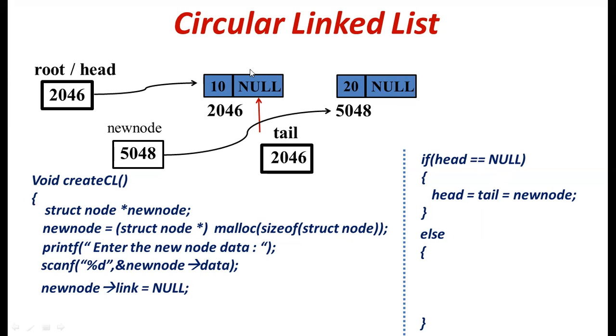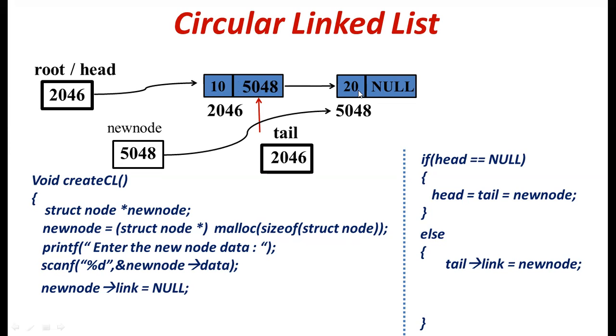That is tail to link is equal to new node. So to give the connection between the new node and this previous node, that is our first node, we have to do tail to link is equal to new node. So now tail to link will get the value 5048. So the connection will be established between these two nodes.